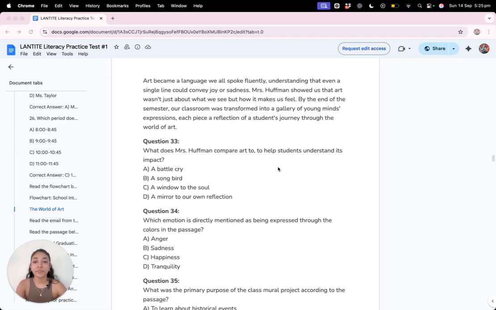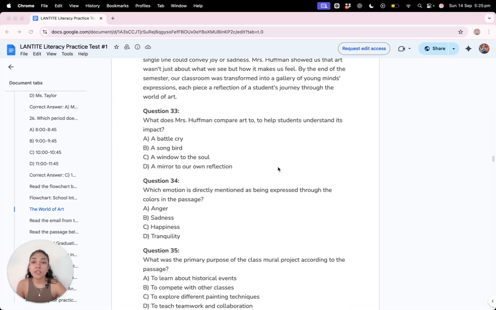Okay, so question 33. What does Mrs. Huffman compare art to help students understand its impact? A, a battle cry, B, a songbird, C, a window to the soul, and D, a mirror to our own reflection. So I'm going to go with answer C, and that's because Mrs. Huffman uses the metaphor of a window to the soul to describe art's ability to offer a view into the soul, illustrating its emotional depth. Okay, so C here. There we go.